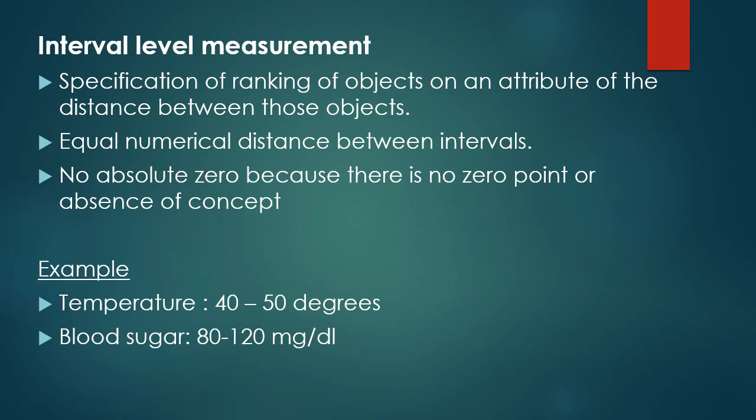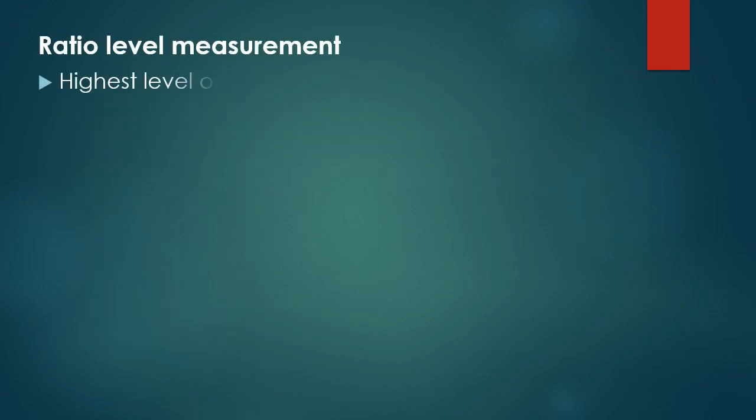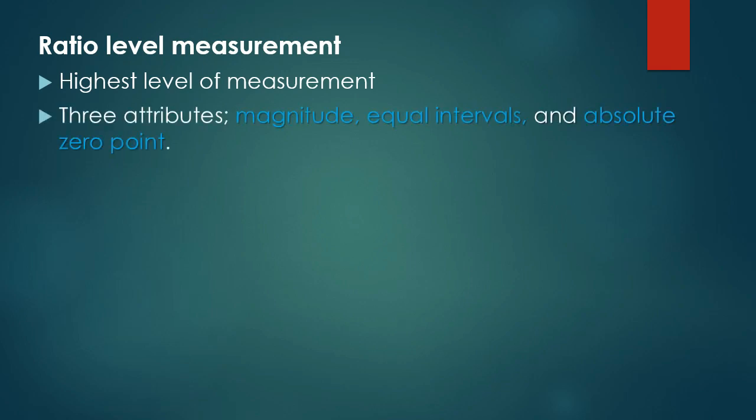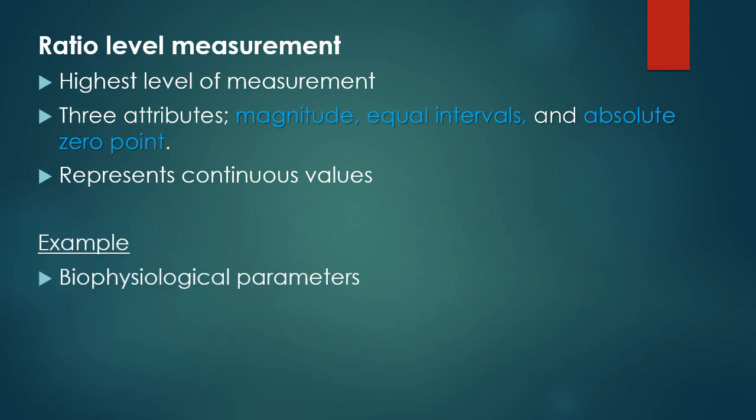The last one is ratio level measurement. It is the highest level of measurement. This level has all three attributes: magnitude, equal interval, and absolute zero point. It represents continuous values. Examples for ratio level are biophysiological parameters like height, weight, volume, etc.